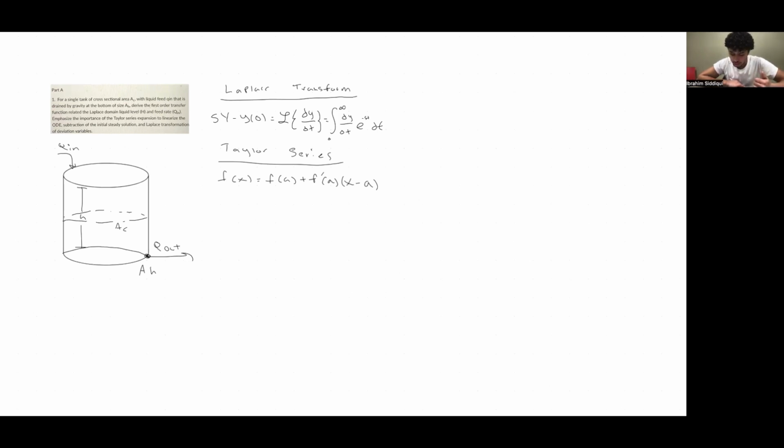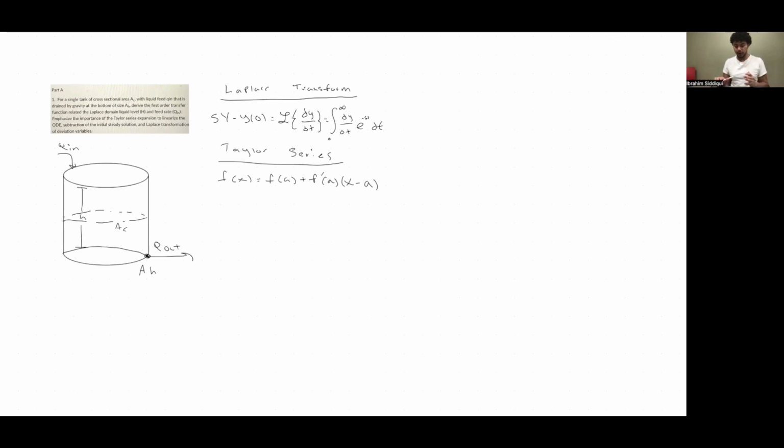We're going to be deriving a first order transfer function relating the Laplace domain liquid level, capital H, and feed rate Qn. So essentially, we're using this Laplace transform. I went ahead and put out the equation already for that, as well as our Taylor series, which we're going to be using to linearize our ODE. This is the subtraction of the initial steady state solution and the Laplace transform of deviation variables, which we'll get into. Okay, so we're going to go ahead and start this.